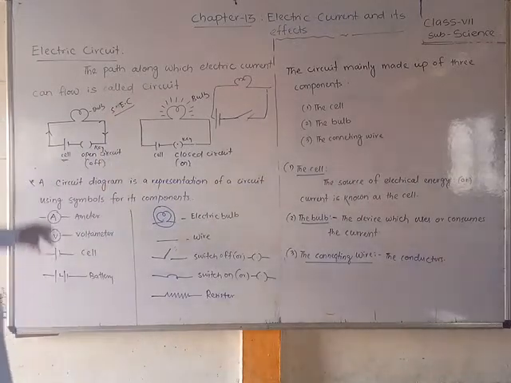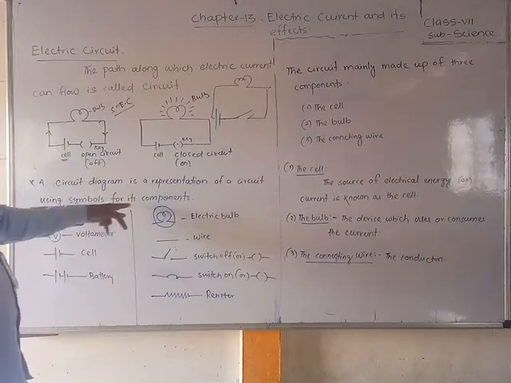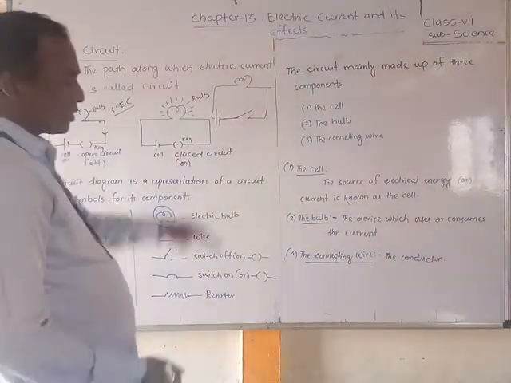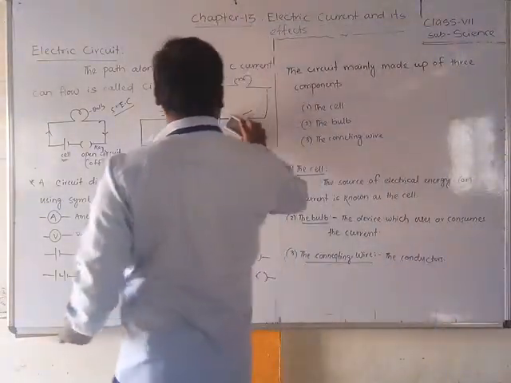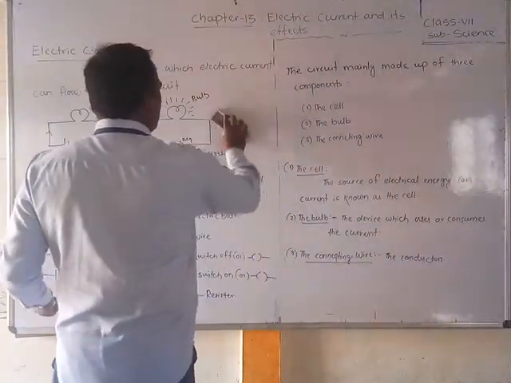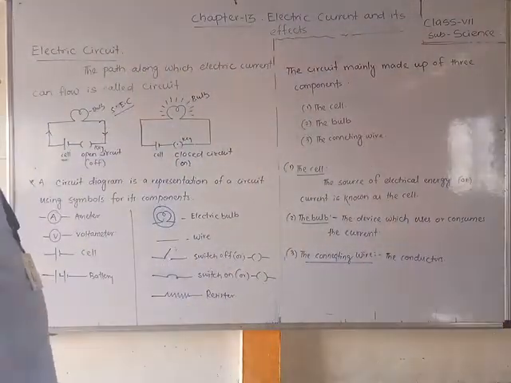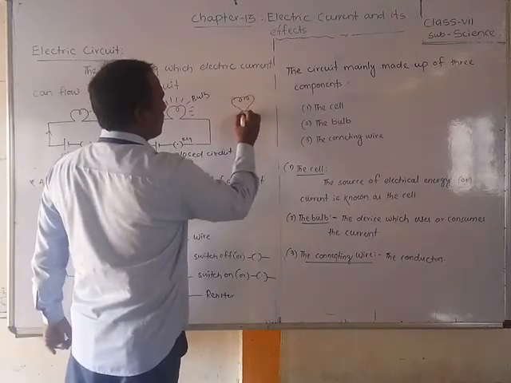A circuit diagram is the representation of a circuit using symbols for its components. Now you have observed, friends, that in these diagrams I did not draw the bulb or other parts accurately or identifiably. But symbolically you can understand. See, here I am writing bulb, which means symbolically I have written it; this is not an actual bulb.